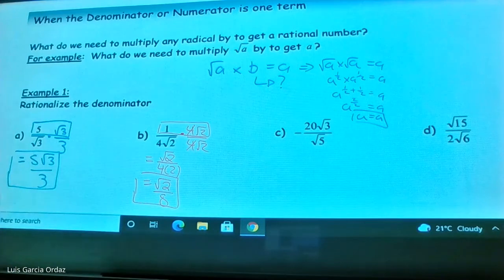All right. So okay. What do we do? So I might be wrong, but I'm going to try my best here. Okay, that's fine. I multiplied by square root 5 over square root 5. Okay. And I got negative 20 square root 15 over 5.